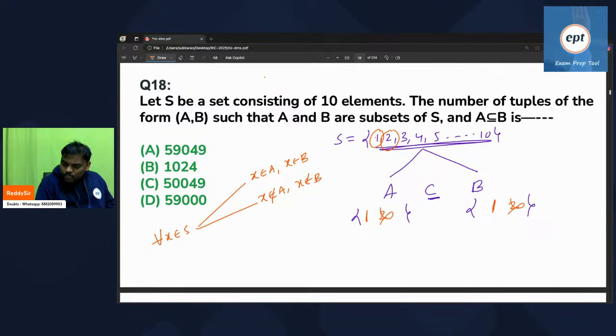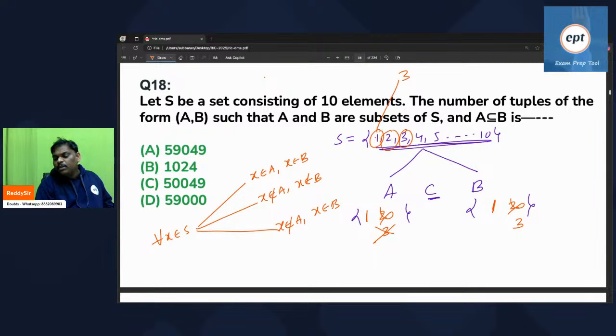And one more possibility is, in the first group don't keep, in the second group keep. So 3 is not kept here, 3 is kept here, because B is a superset. But keeping it in the first group and not in the second group is not possible. So the third possibility is x does not belong to A but x belongs to B. For every element you have 3 choices: keep in both groups, don't keep in either, or keep only in the B group.